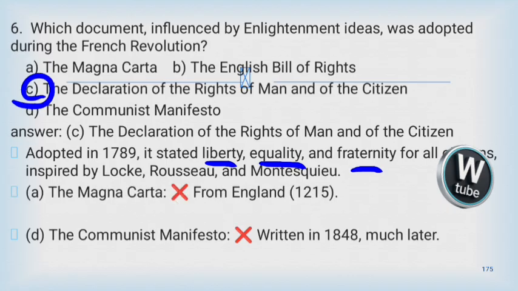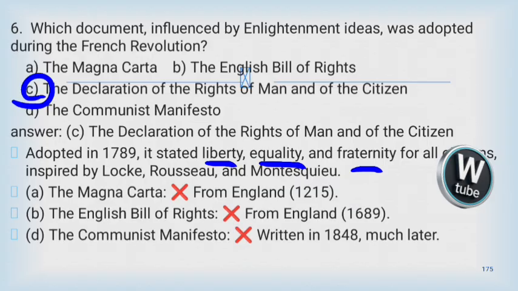But the Magna Carta is not the answer because it is from England, especially 1215. The English Bill of Rights is also an English document, well known during 1689. The Communist Manifesto was written in 1848, much later than the Declaration of the Rights of Man and the Citizen.